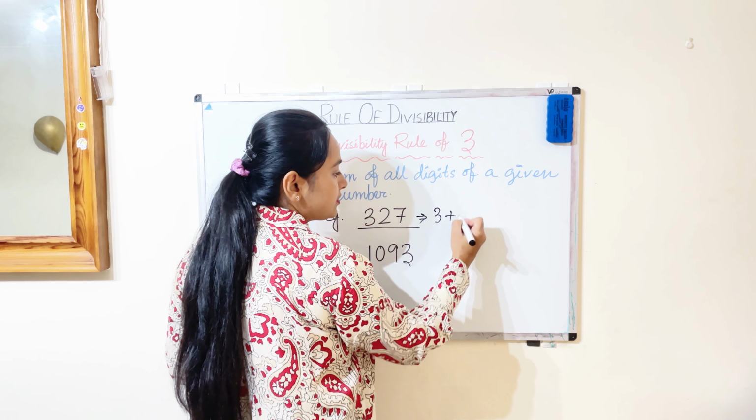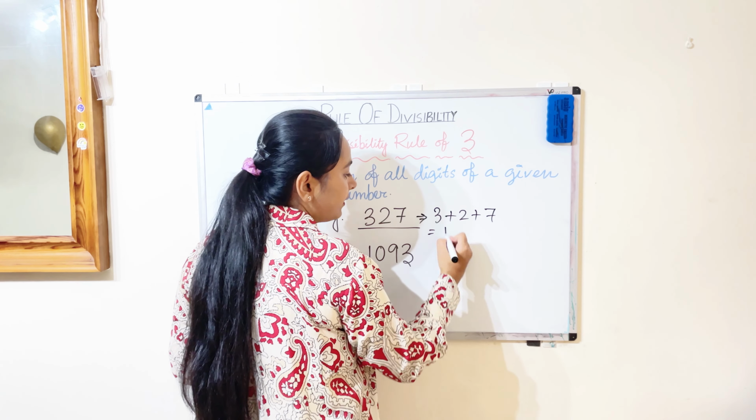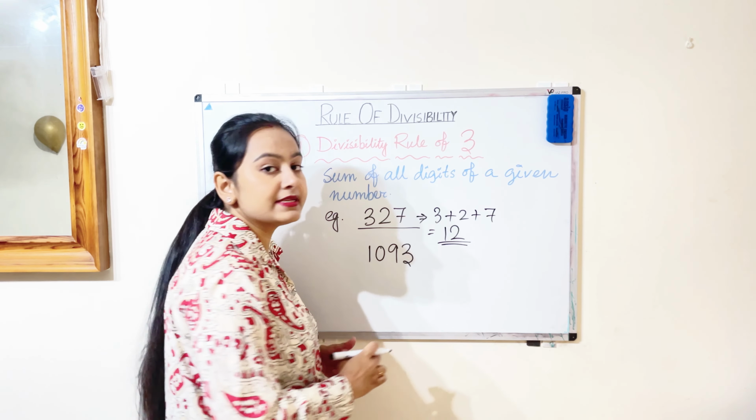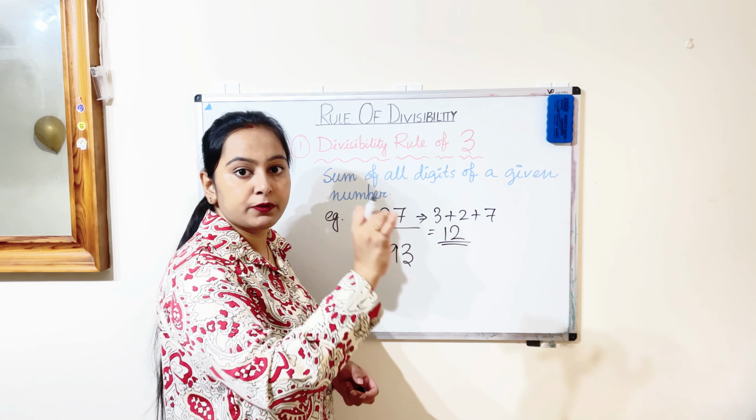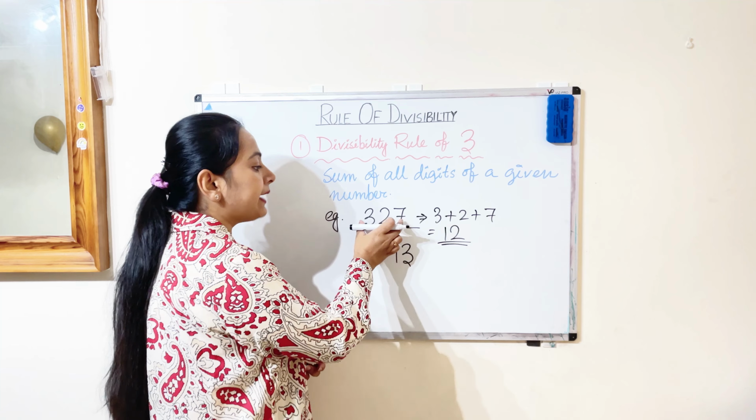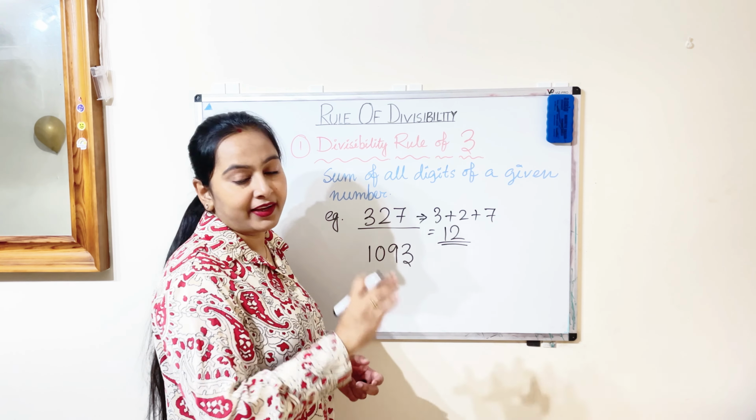So 3 plus 2 plus 7, the result is 12. So 12 is divisible by 3. In the same way, the number is also divisible by 3, right?